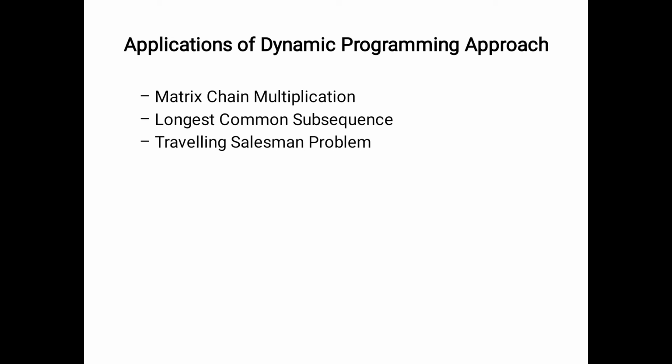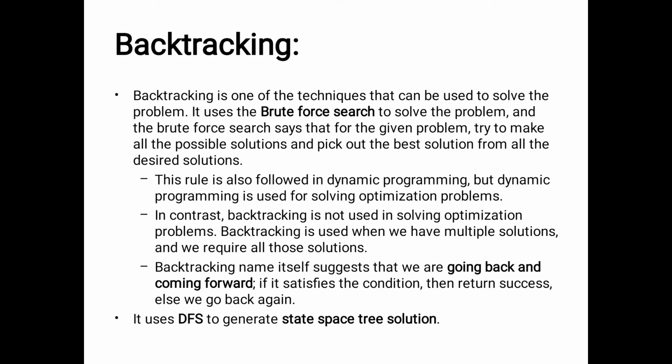Matrix chain multiplication, traveling salesman problem, and longest common subsequence. Backtracking: backtracking is one way of solving a problem, using a brute force searching technique. It means searching a problem having a number of solutions, taking all possibilities and picking the best solution from the design solutions.